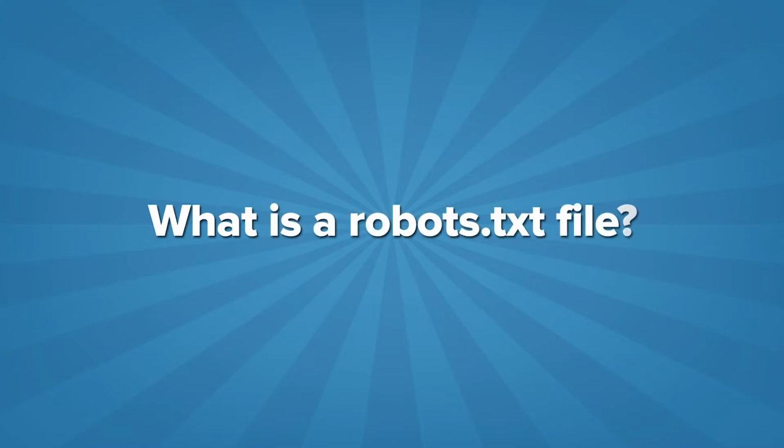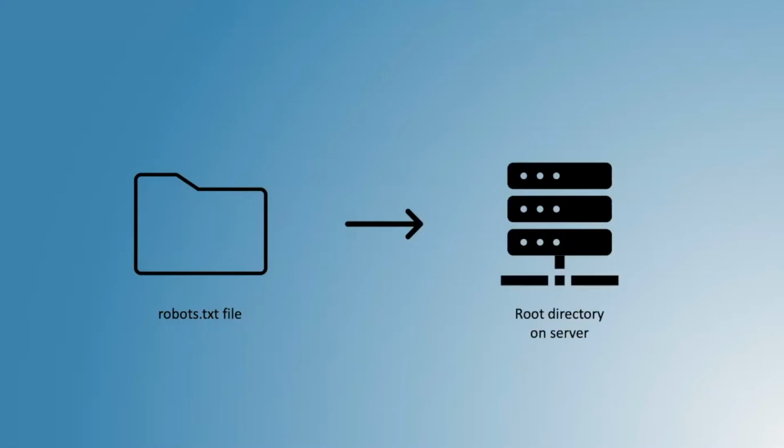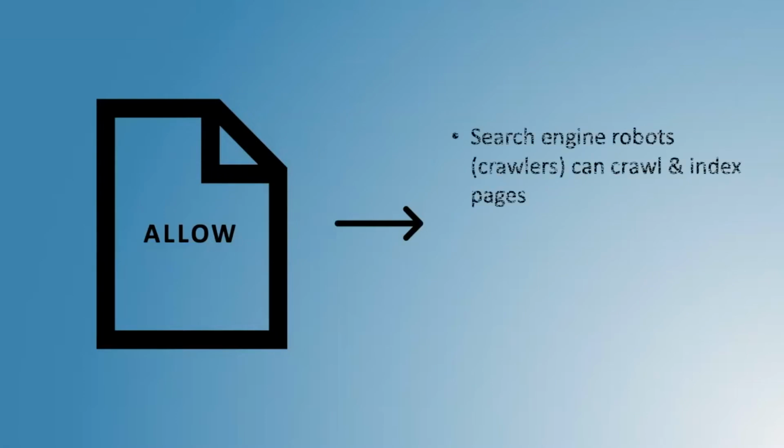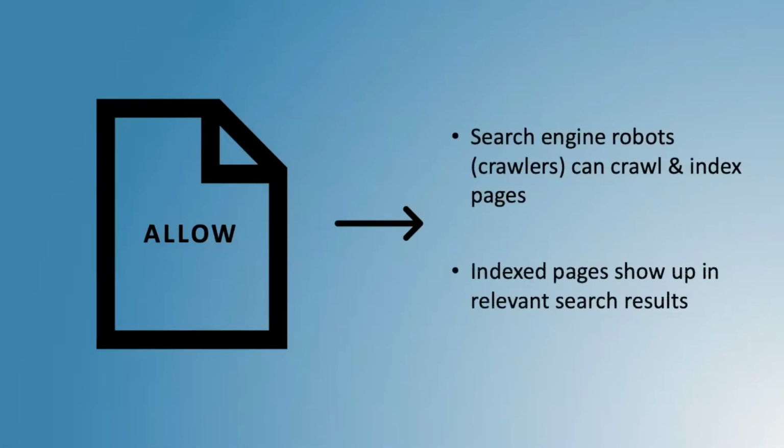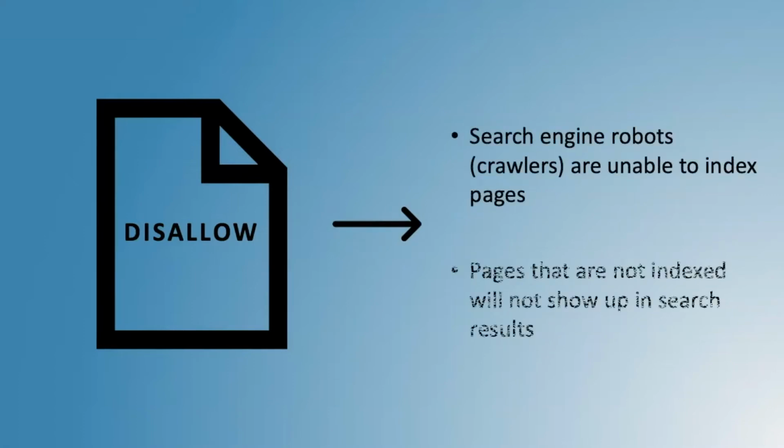So, what exactly is a robots.txt file? Great question. A robots.txt file is a text file that lives in your website's directory. It contains a set or multiple sets of directives that tell search engine robots which pages of a website to crawl and which pages to ignore. Robots.txt files use the directive allow to tell search engines like Google, yes, we want you to see this website and to index it in search results. Or the disallow directive to say no, we do not want you to see this page or this website or to index it in the search results.